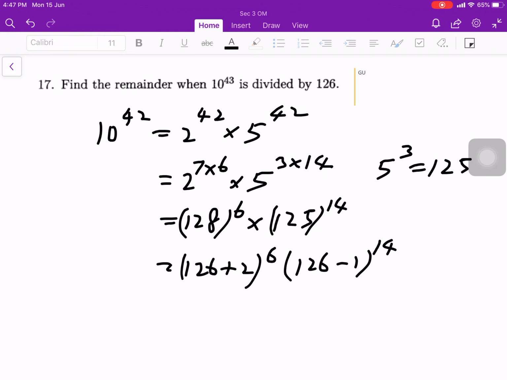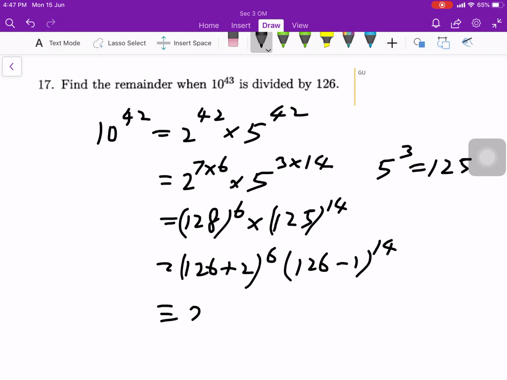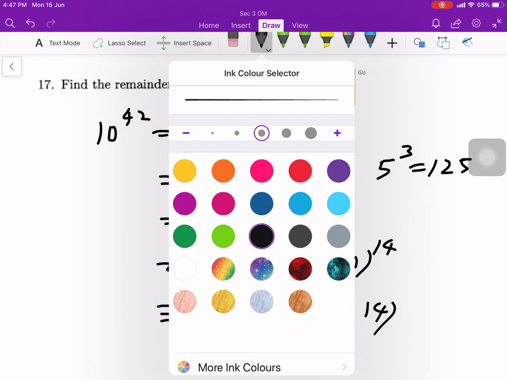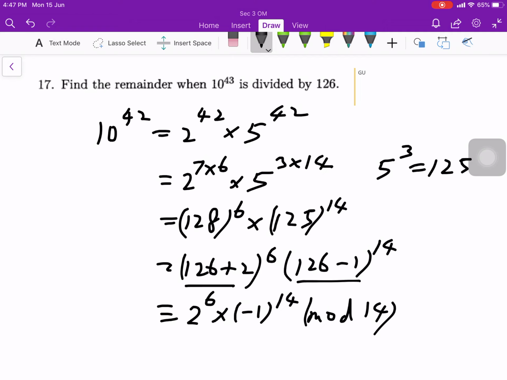what do you get? You basically get 2 to the power of 6 multiplied by minus 1 to the power of 14, modulo 126. Understand what I'm trying to say? Because this is a binomial, you can expand it out. When you expand, every single term in the first expansion contains 126, except the last term, 2 to the power of 6. And for the second expansion, every single term contains 126, except the last term, which is minus 1 to the power of 14.